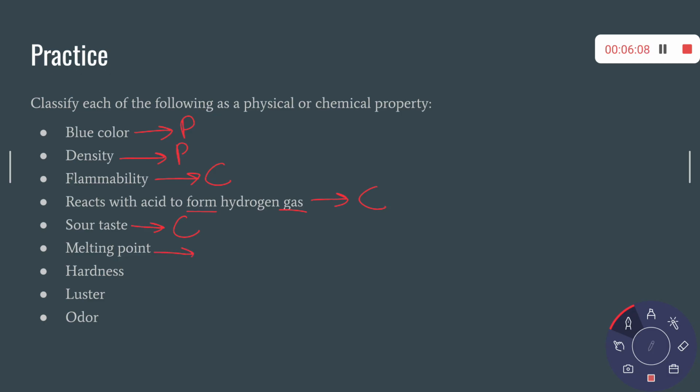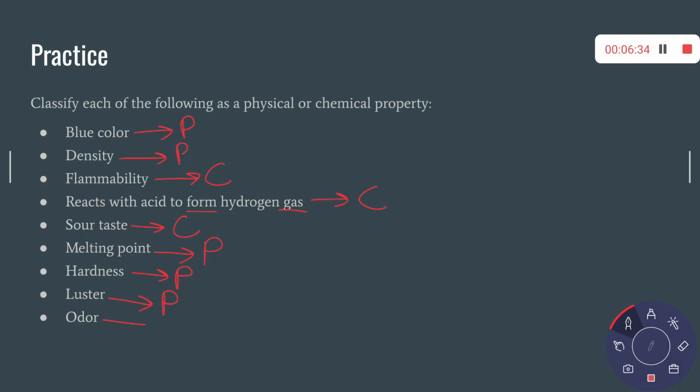Melting point, state of matter changes are physical changes, so this is a physical property. Hardness, you can observe without changing what you have. You can see how hard a diamond is without changing it away from diamond, so that's a physical property. Luster, very similar. That's how shiny something is. You can see how shiny a copper wire is without changing that it's copper.